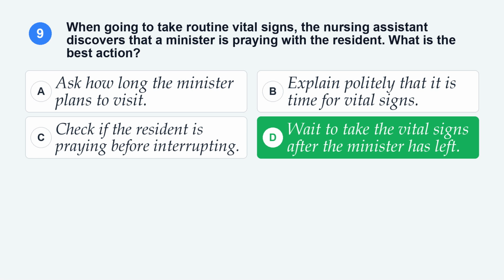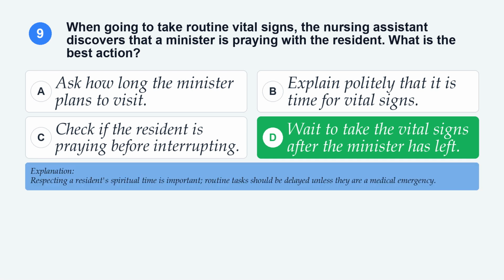The correct answer is option D. Wait to take the vital signs after the minister has left. Explanation. Respecting a resident's spiritual time is important. Routine tasks should be delayed unless they are a medical emergency.